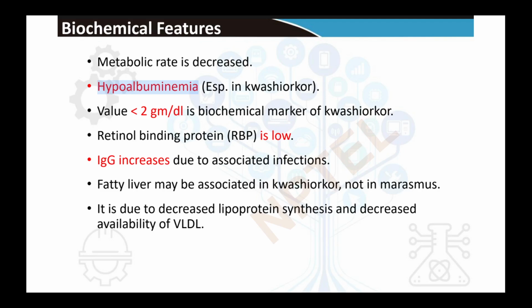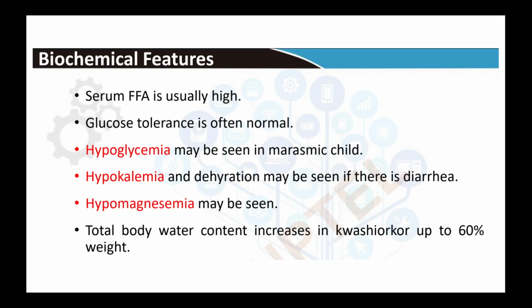Fatty liver may be associated in kwashiorkor, but not in marasmus. And it is due to decreased lipoprotein synthesis and decreased availability of VLDL. The serum free fatty acids is usually high. Glucose tolerance is often normal. Hypoglycemia may be seen in a marasmic child, and hypokalemia and dehydration can be seen if there is diarrhea.